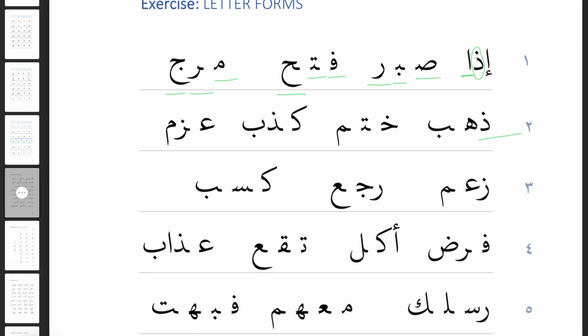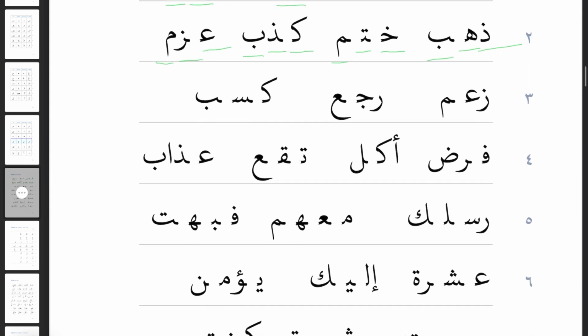Zal, Ha, Ba, Kha, Ta, Mim, Kaf, Zal, Ba, Ain, Za, Mim. Let's keep going. Line 3.